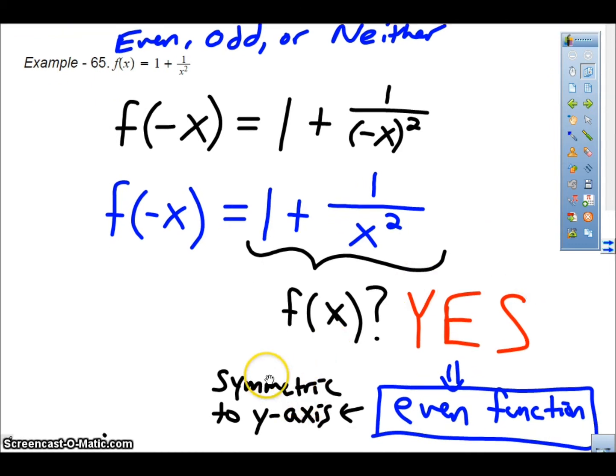And that means that this graph does have a symmetry. This graph will be symmetric to the y-axis.